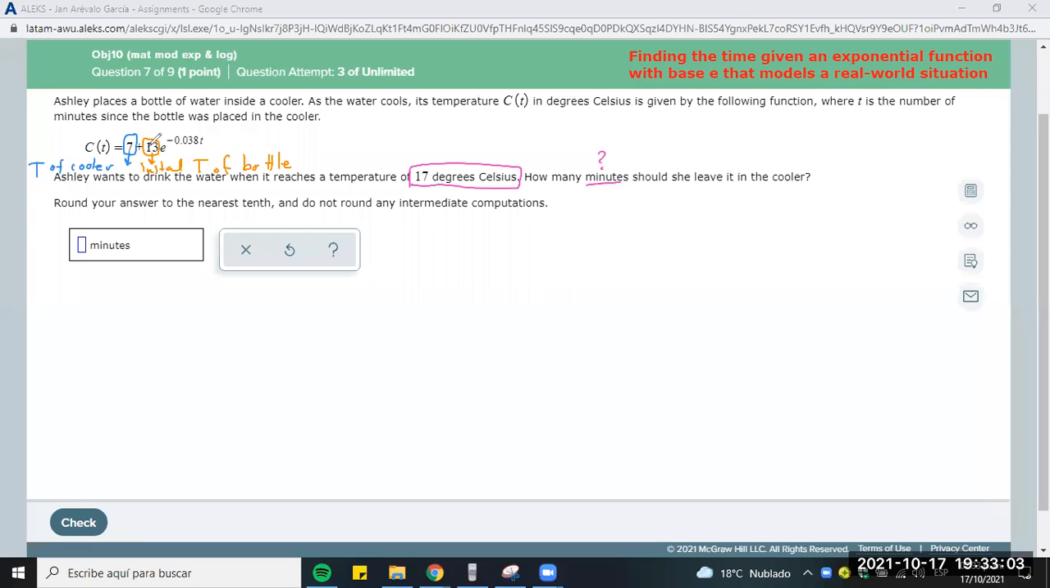What we're going to do is replace the information we have in the function. So we want the output of this function to be 17. And what we want to know is at what time that will happen. So in here we have an equation just like the equations in the last week, an exponential equation. So we're going to solve it.